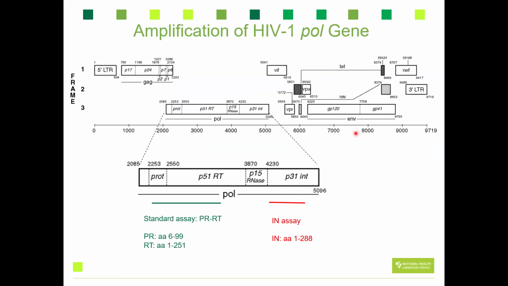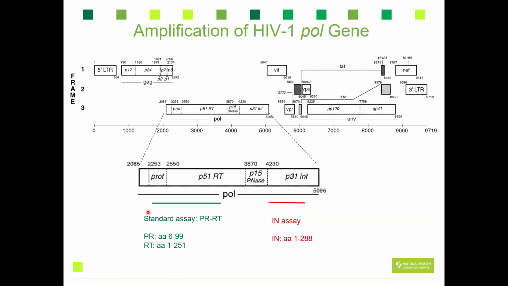Then we start with the amplification process. So this graph is the HIV genome. It's about 10,000 base pairs. And the region that we're interested in is the POL region, or the polymerase region, which consists of protease, reverse transcriptase, and integrase. The reason why we target those regions is obviously because we're using protease inhibitors, RT inhibitors, and integrase inhibitors. So in most cases, the mutations develop in the genes that translate into those enzymes.